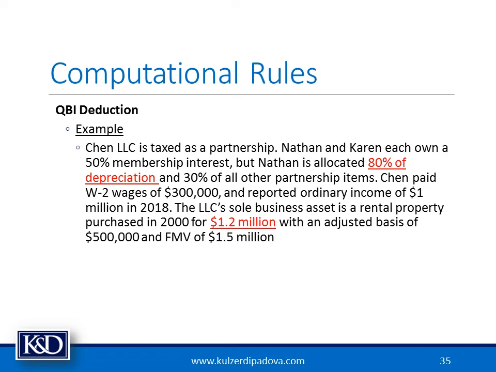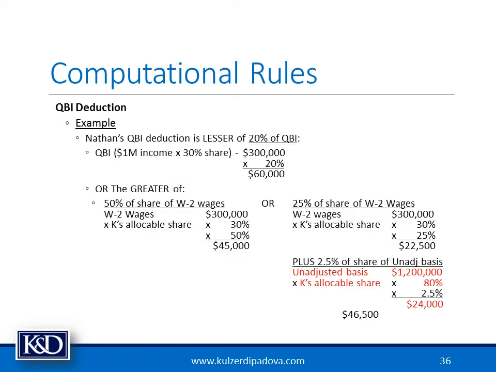So the basis we care about is the unadjusted basis immediately after acquisition. We're going to talk more about that later. So in the case of a purchase, it's your cost basis. So this LLC purchased their property for $1.2 million. That's the unadjusted basis for 199A, and Nathan is going to get to use 80% of that. So unadjusted basis of $1.2 million times 80% times 2.5% is $24,000. So you add that to 25% of the W-2 wages, which was $22,500, to get to $46,500.